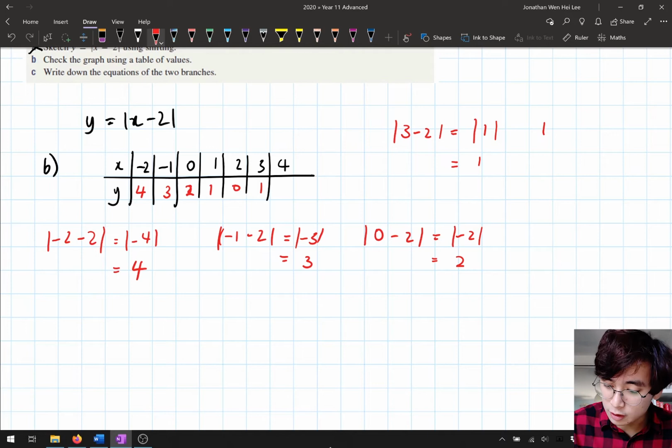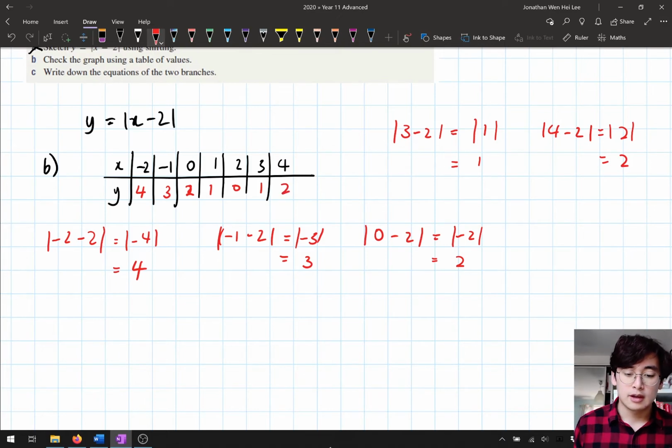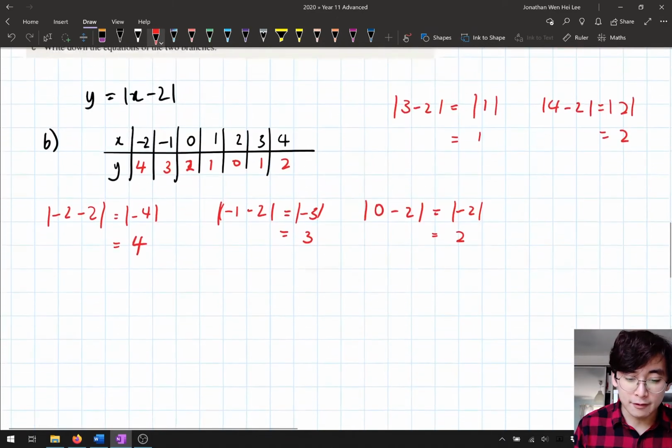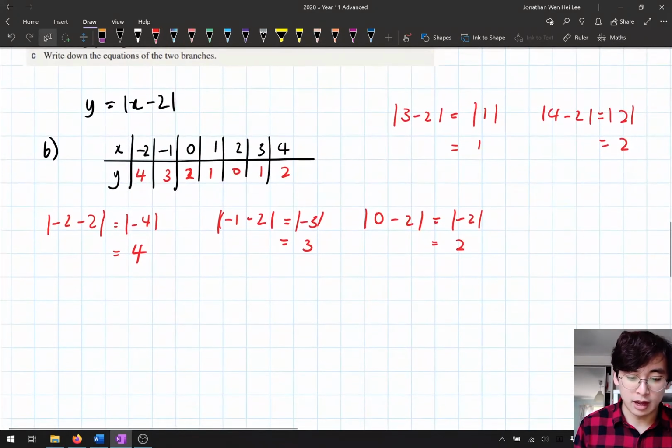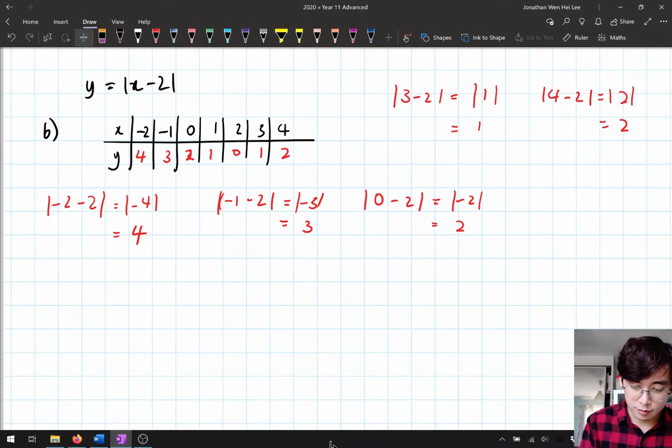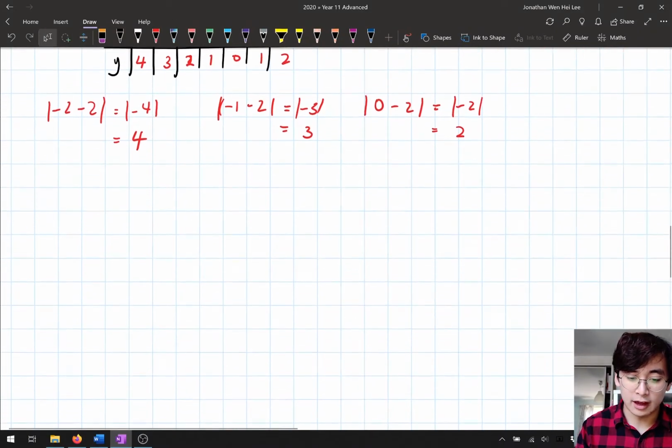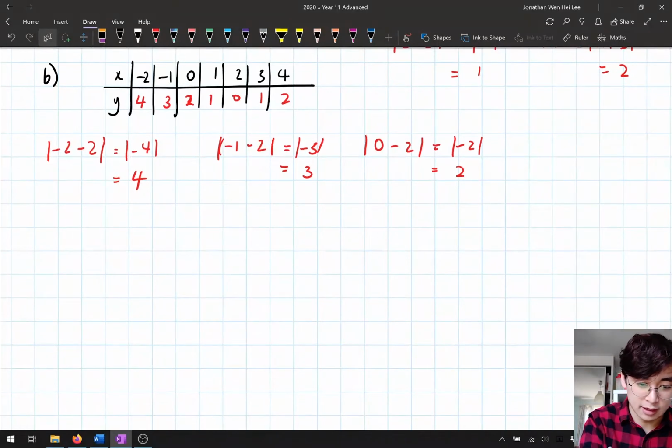Okay, I'm going to do the last one just to check. 4 minus 2, absolute value. So 4 minus 2 is 2. The absolute value of 2 is just going to give me 2. And so using that, I can graph my absolute value function. So let's graph that underneath here.